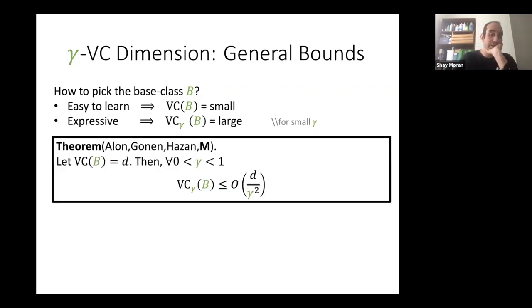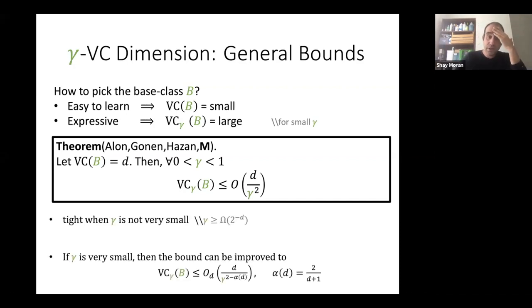The first bound in this context is that the gamma VC dimension is at most D over gamma squared. So you can never get better than this. This is some kind of an impossibility result. The dimension of what you can learn with advantage gamma is at most quadratic in gamma. And this is tight when gamma is not very small, when gamma is at least 2 to the minus 2d. And if gamma is small, then you can get better bounds, which are similar to the bounds we've seen before in the context of majority votes. So it's almost quadratic, but there is an epsilon.